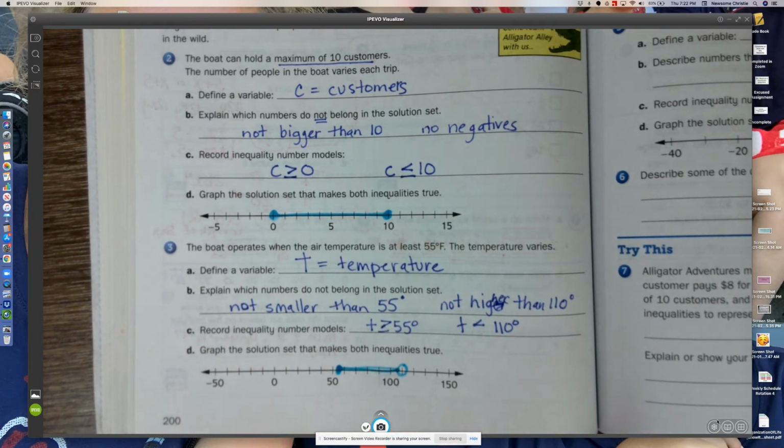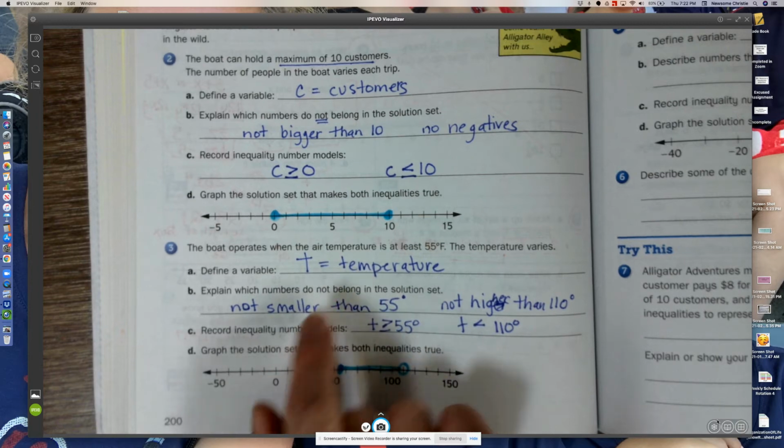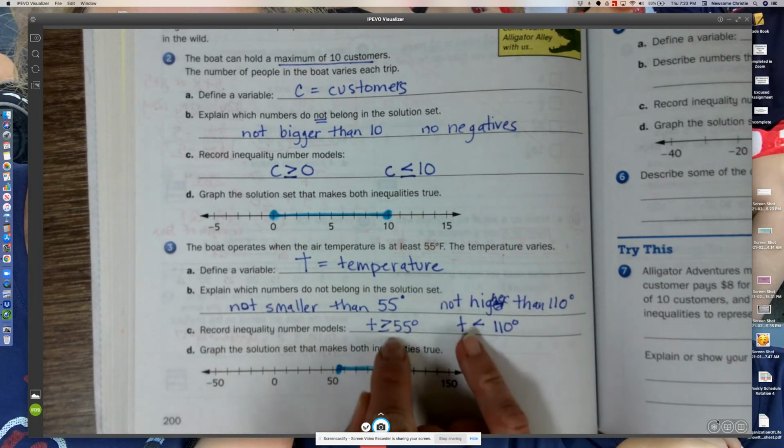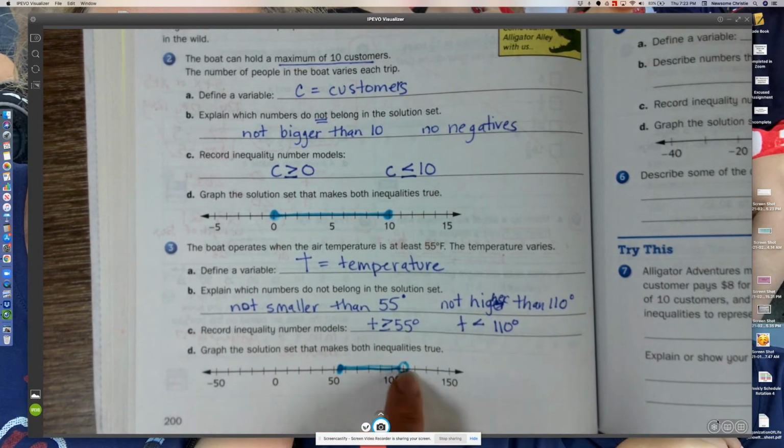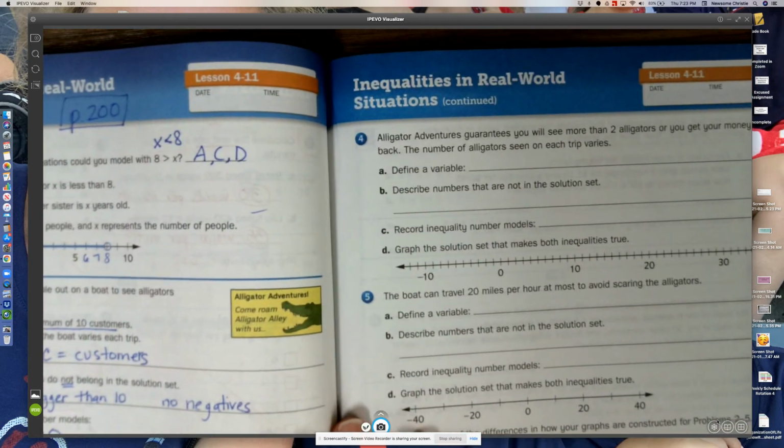Do you see how this is working? We're defining a variable. We're telling when it won't work. Then we're using some inequalities to give the limits. And then we're graphing it. All right, we have 4 and 5 left. Let's take a look at 4.